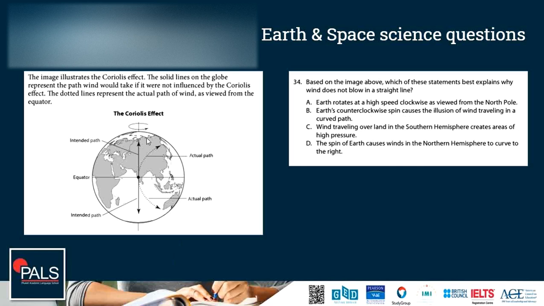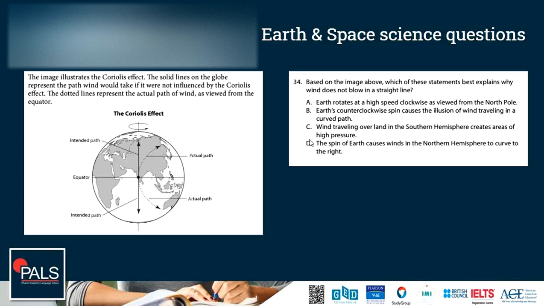Is that correct? Let's check. Let's go on the North Pole. How does the Earth rotate? It rotates counterclockwise, so we can exclude A. Earth's counterclockwise spin causes the illusion of wind traveling in a curved path. What does the text tell us? And what does the illustration show us? The dotted lines represent the actual path of the wind. So the wind does travel in a curved line. It is not an illusion, so we can exclude answer B as well.